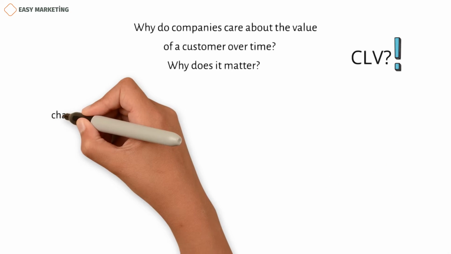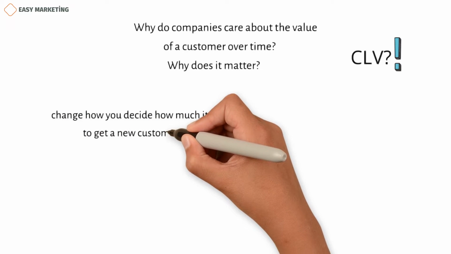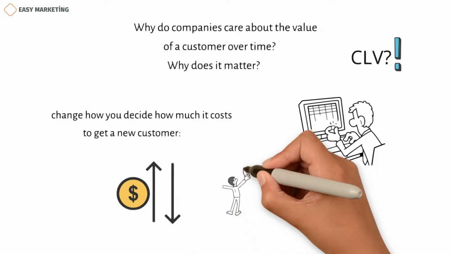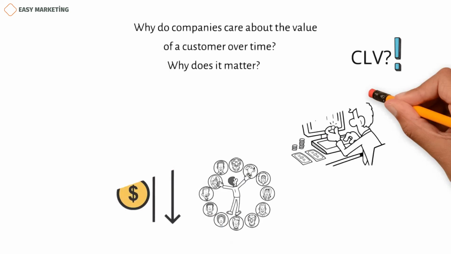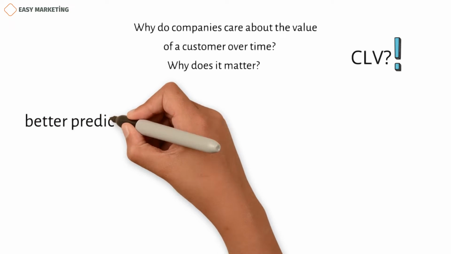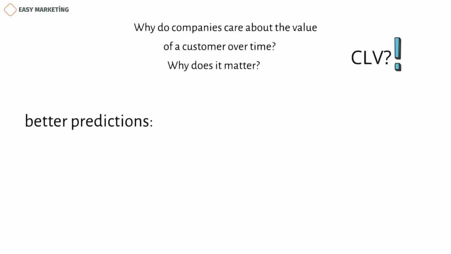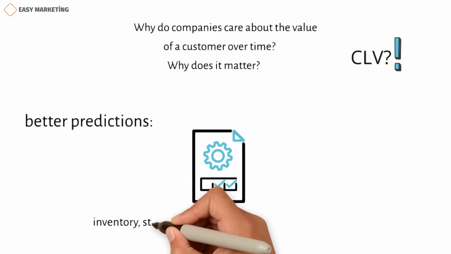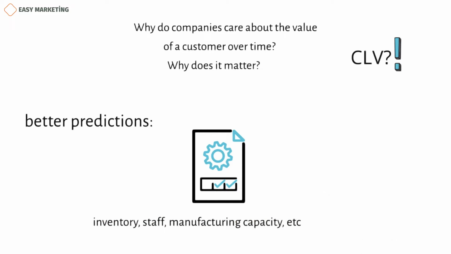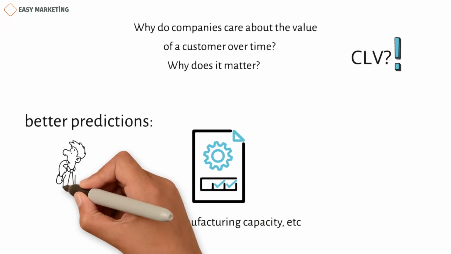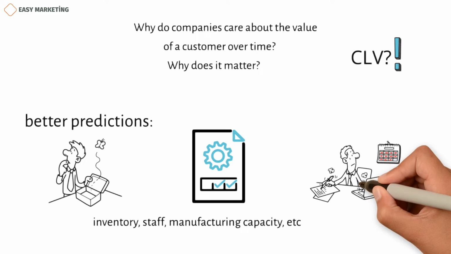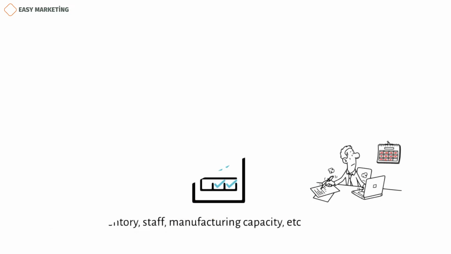Change how you decide how much it costs to get a new customer. When you know how much you can expect to make from a typical customer, you can change your spending to increase or decrease your profits and keep the right types of customers. Better predictions. CLV predictions can help you plan ahead for costs like inventory, staff, manufacturing capacity, and other costs. Without a prediction, you could accidentally spend too much and waste money, or not spend enough and have trouble keeping up with demand.